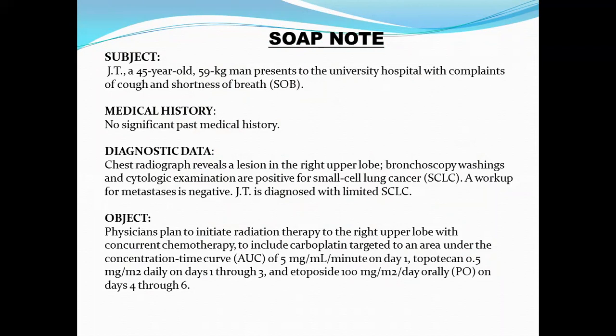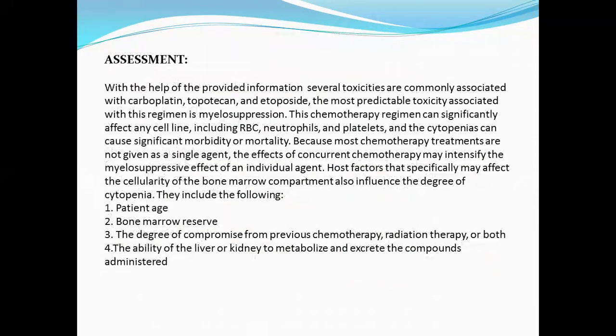Objective: physicians plan to initiate radiation therapy to the right upper lobe with concurrent chemotherapy to include carboplatin targeted to an area under the concentration time curve of 5 mg per ml per minute on day 1, topotecan 0.5 mg per meter square daily on day 1 through 3, and etoposide 100 mg per meter square daily orally on day 4 through 6.